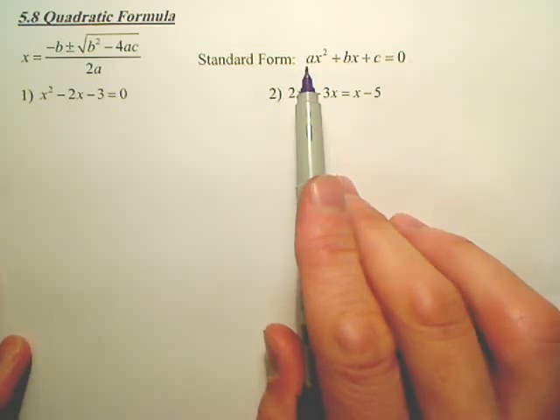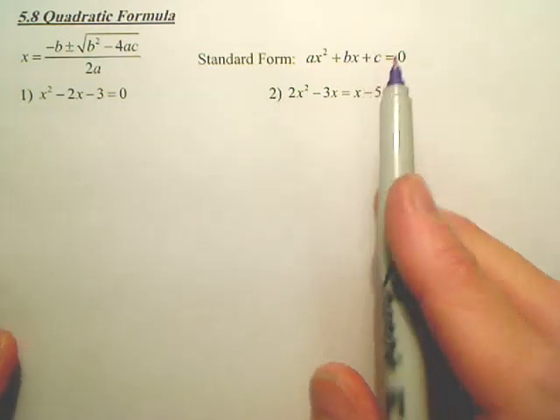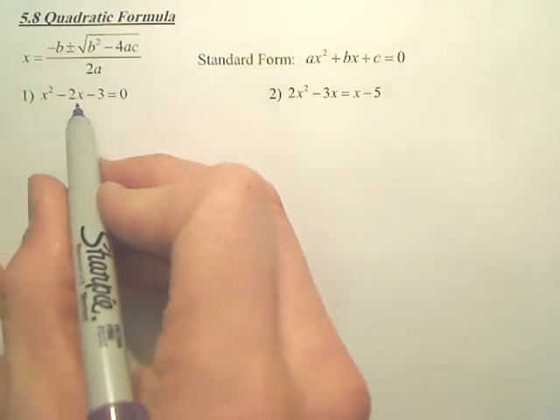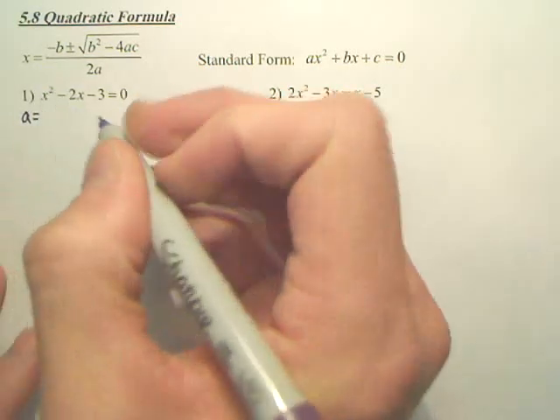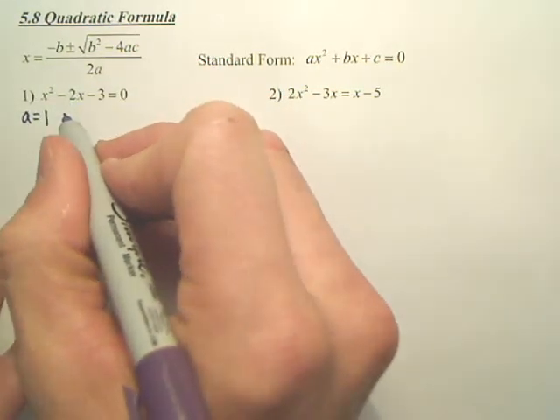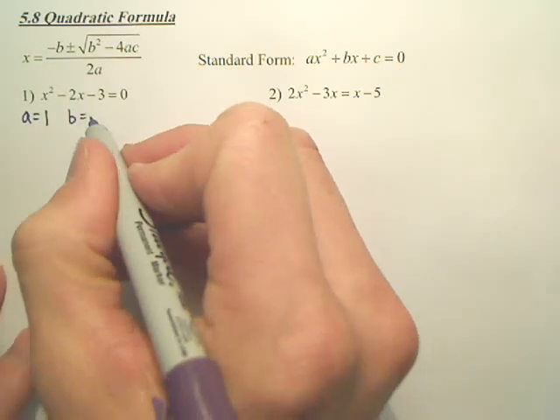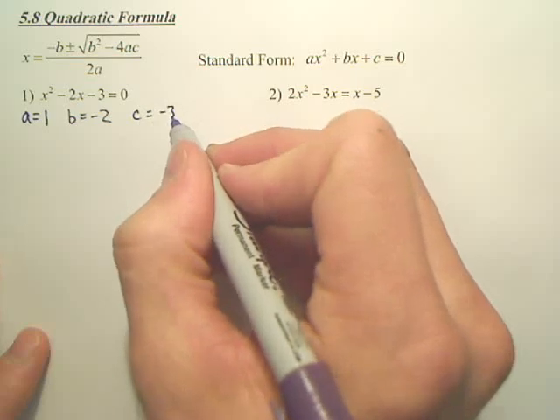A is the number next to the x squared, b is the number next to the x, c is the number by itself. So, is this in standard form? Yes. So we just simply, really quick, my a is 1 because I have 1x squared. My b looks like a negative 2 in front of the x. And my c looks like a negative 3.